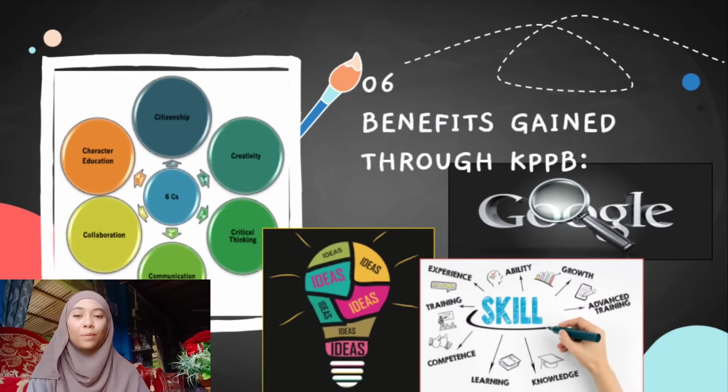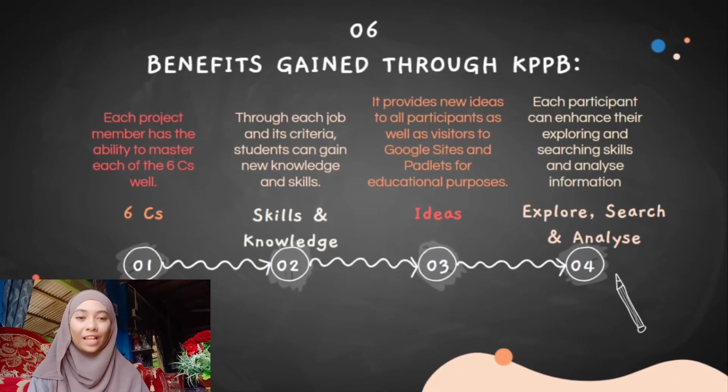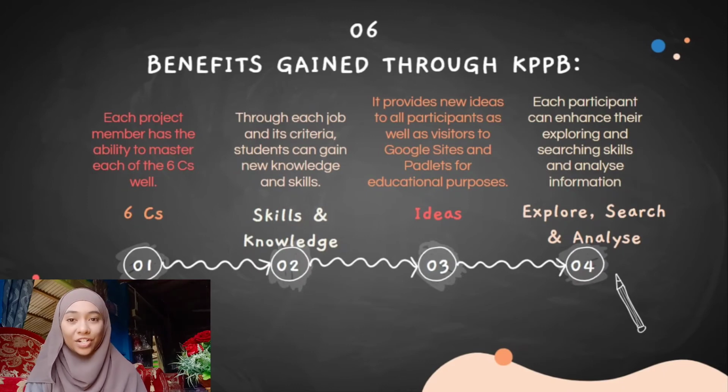From this Kppb project, we gained a lot of benefits, which consist of the 6 CS elements, skills and knowledge, ideas, and exploring, searching, and analyzing patterns. So, the first benefit gained from this project is the 6 CS elements. Each project member has the ability to master each of the 6 CS elements well, which are critical thinking, collaboration, communication, and character and citizenship.